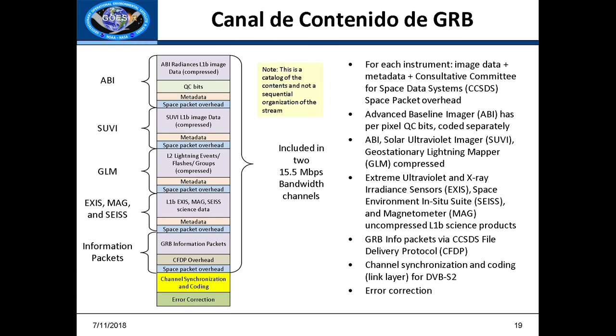And the important thing here on the GRB channel content summary is that everything is self-contained. So not only do we provide the NetCDF formatted products, we also provide information about the data, the metadata, and we even provide an information packet that we can put more information into. We have calibration data that's included, and error correction data that's included. So it's a self-contained package that comes in on the direct broadcast.